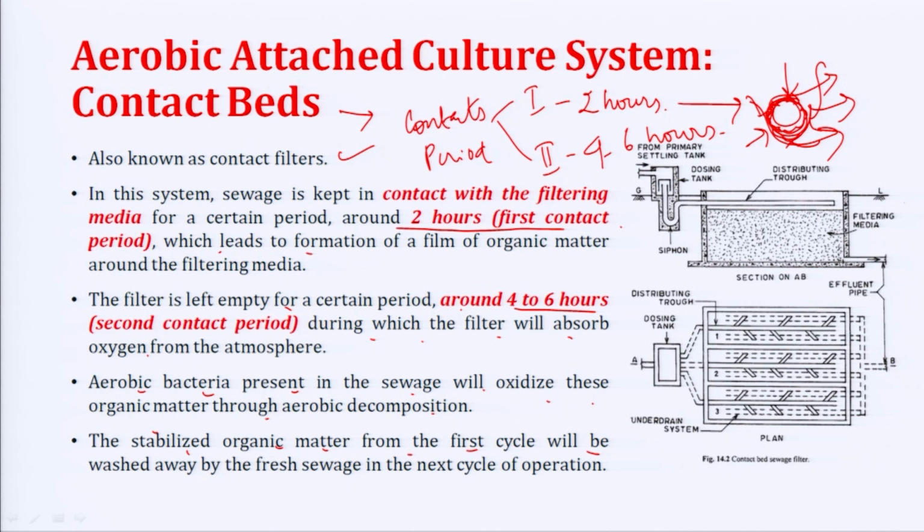The process keeps on repeating. So, first contact period and then the second contact period. So, what is happening here? From the primary sedimentation tank, you have water here, and then the filtering media, water is kept here. The dosing media, right, the influent will come, the effluent from the primary treatment is going to come out here, right. These are contact beds.